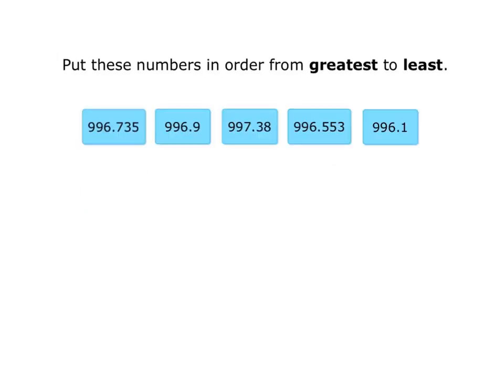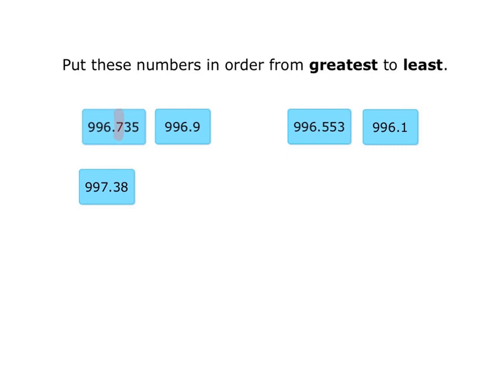For this final one, we have quite large numbers here, and it's asking me to do greatest to least. I look at 996, 996, 997, 996, 996. So I look at these whole numbers first before I move into the decimals to see if there's any outliers, and I see that 997 immediately jumps out as the greatest number. Now I can look at all my 996s and move through the tenths columns to see which one is the next greatest.